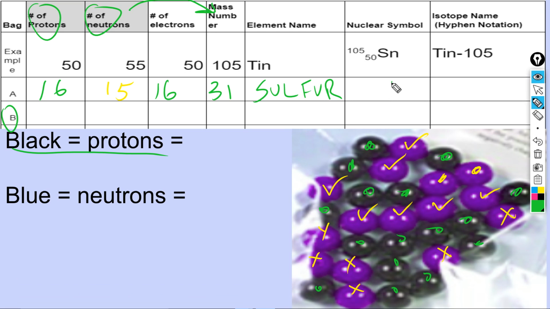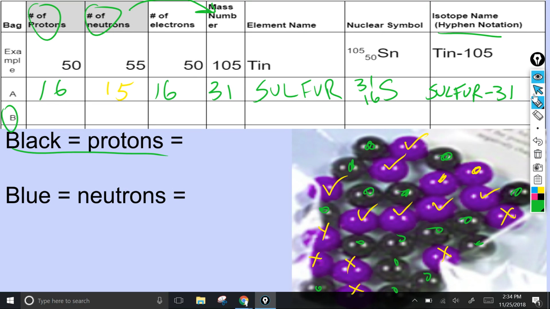Sulfur, and so the symbol is S. The mass is 31. The number of protons is 16. Sulfur-31 is the hyphen notation, name slash mass. And here's the symbol: mass top left, number of protons bottom left. And that's all you should need to know to finish your lab.